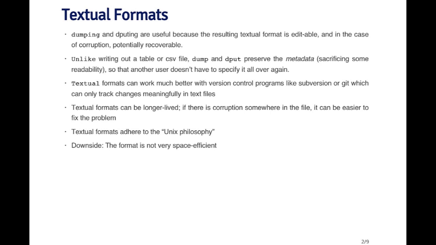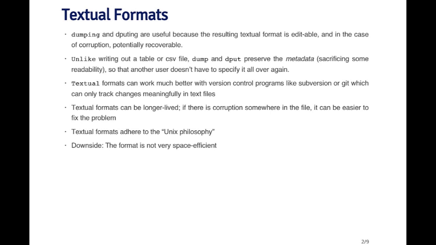So data about, for example, the type of the data in each object. If you dump or dput a data frame, it will include in the output the class of each column of the data frame, so you don't have to specify it when you read it in. The advantage of this mechanism to store or read data is that it's still a textual format, which can be useful, but it also contains metadata, so that you don't have to specify it every single time you read it in.